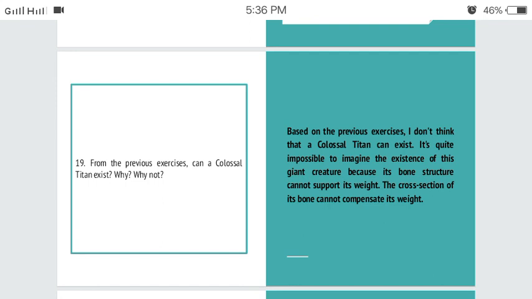19. From the previous exercises, can a colossal titan exist? Why? Why not? So based on the previous exercises, I don't think that a colossal titan can exist. It's quite impossible to imagine the existence of this giant creature because its bone structure cannot support its weight. The cross section of its bone cannot compensate for its weight.